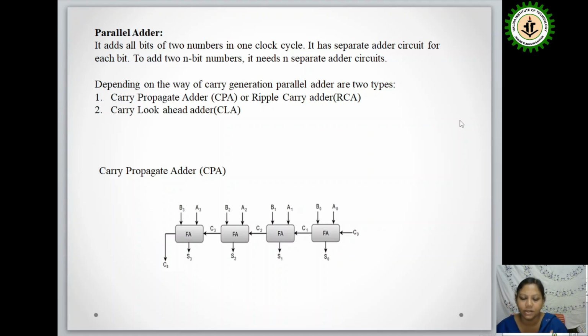So a 4-bit addition requires 4 full adders, that is, 4 individual adder circuits for 4-bit numbers. And its name is carry propagate adder. Why is it named so? Because the carry is propagated from the previous adder to the next adder. In this way the carry is propagating.